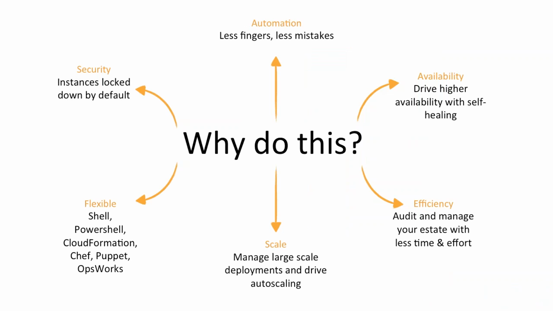A few tips. Why do we want to do this? Automation, fewer fingers make fewer mistakes. Availability, you drive higher availability with self-healing. So when you have your sweet spot, you've got everything automated, an instance goes down, you spin up another instance from the same AMI, it will self-configure and self-heal. Efficiency, audit and manage your estate with less time and effort, everything is automated. Scale, you manage large-scale deployments and you drive auto-scaling. So with any manual step, you're not going to be able to scale. You need automation. If you want to scale up to 1,000 instances, you need to be completely automated.